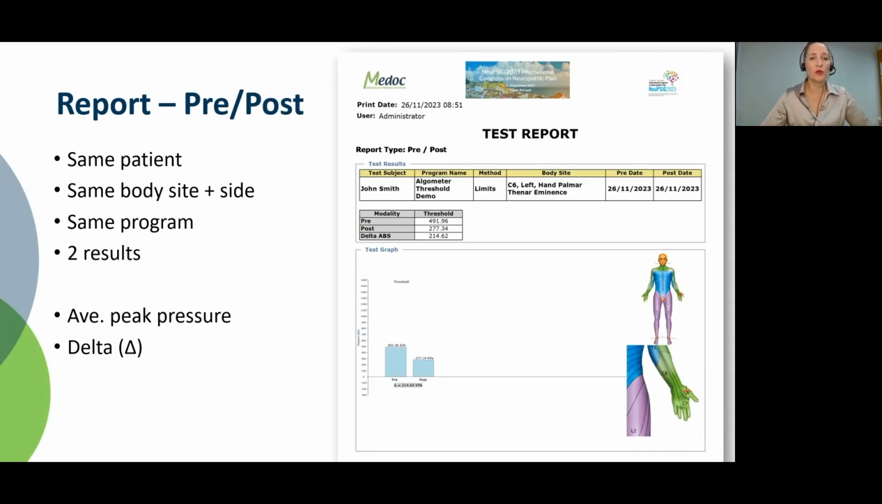Another possibility of a report could be a pre-post report. So this would be the same body site on the same side of the same patient with the same program, and we can do a before and after intervention. So in this case, for instance, we can smear some capsaicin on the tested body site, and then after a while do the test again, and then we can see the differences between the results. So we can see if there is sensitization now that we put capsaicin on. So it will show the average peak pressure and the delta between the before and after test.